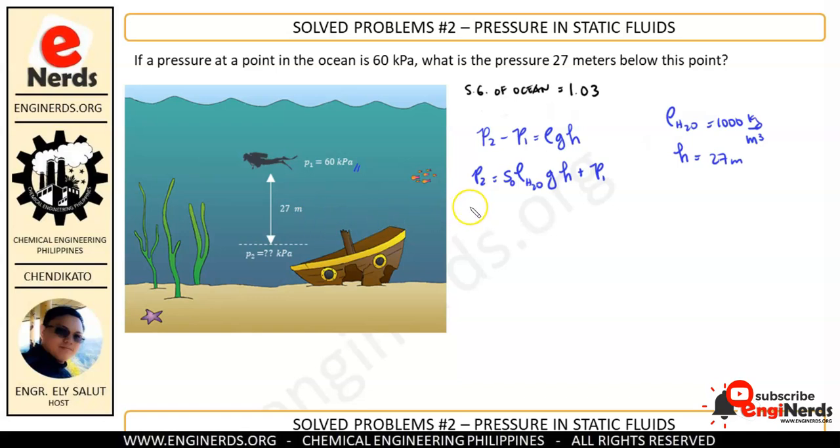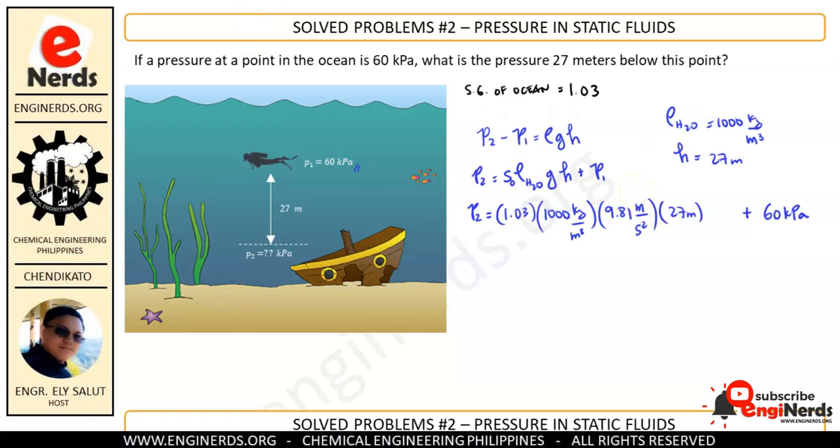Okay, so let's substitute our values. P2 is equal to specific gravity 1.03 times the density of water, which is 1,000 kilogram per cubic meter, times the acceleration due to gravity, which is 9.81 meters per second squared. And then our height, which is 27 meters. And then we add it to our P1, which is 60 kilopascal. Our units should be the same so that we can add them. So, what is our unit?